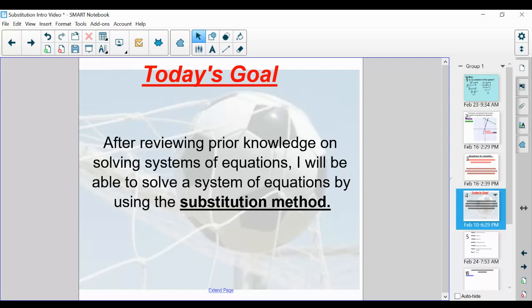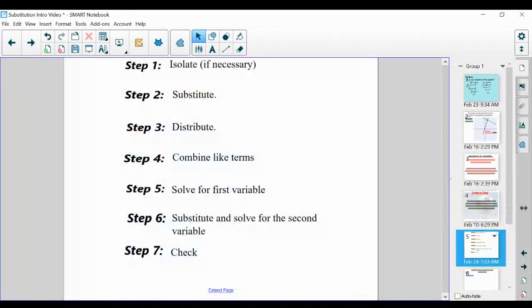Before we go through examples, let's talk about the exact steps we're going to take. So please copy down these 7 steps. These 7 steps are the steps to solving a system of equations via the substitution method. If at any point in time I say, what are the 7 steps to solving a system of equations by substitution, you should be able to have out your notes and say, boom, here it is: 1, 2, 3, 4, 5, 6, 7. The first thing we need to do is isolate if necessary. We're going to need to get a variable all by itself.